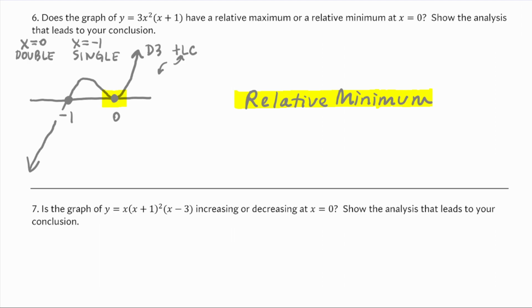In the next one, they're going to ask us if the graph of this, what looks to be going to be a fourth degree polynomial, is increasing or decreasing at x equals 0. Okay, so we're going to do the same thing. We're going to produce a sketch of the graph, and then we're going to look right there at x equals 0 and see what we can find.